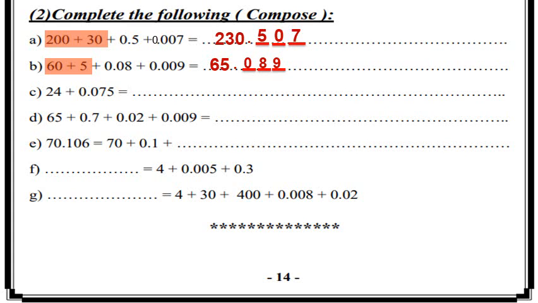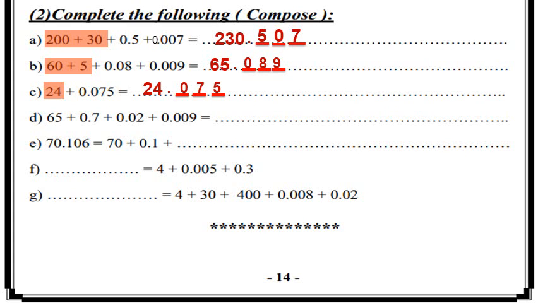In letter C, we have 24 plus 0.075. Here we have the whole part and the decimal part, so we will compose the number. Whole is 24, right? 24. Then the decimal point and 3 dashes for the decimal part. We have here 75 thousandths, so 075. We will write it as it is.